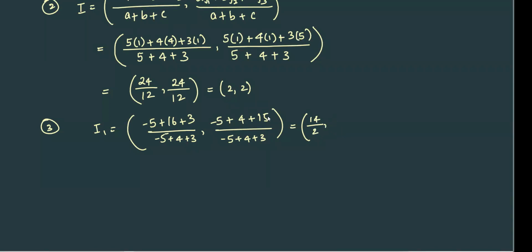Similarly here, minus 5 plus 15 is 10, plus 4 is 14, upon 2. So we get 7, 7. Both of you have given correct answers. Let us look at I2.